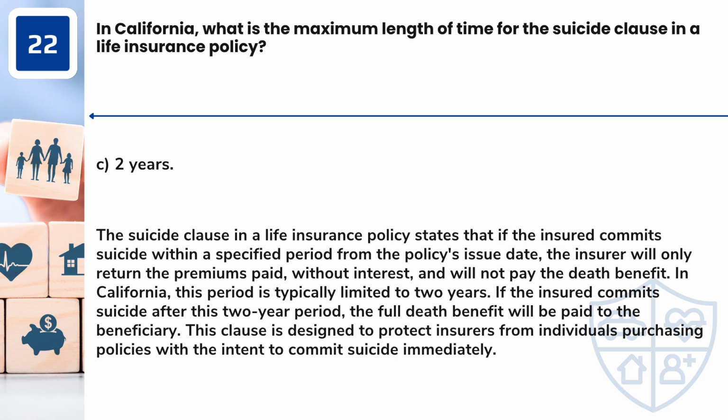The suicide clause in a life insurance policy states that if the insured commits suicide within a specified period from the policy's issue date, the insurer will only return the premiums paid, without interest, and will not pay the death benefit. In California, this period is typically limited to 2 years. If the insured commits suicide after this 2-year period, the full death benefit will be paid to the beneficiary. This clause is designed to protect insurers from individuals purchasing policies with the intent to commit suicide immediately.